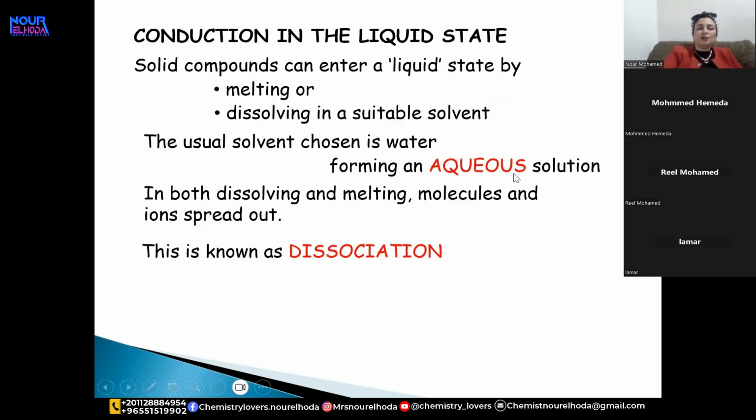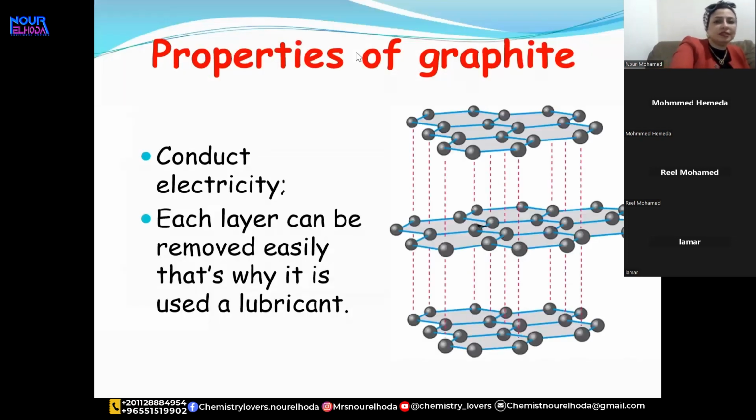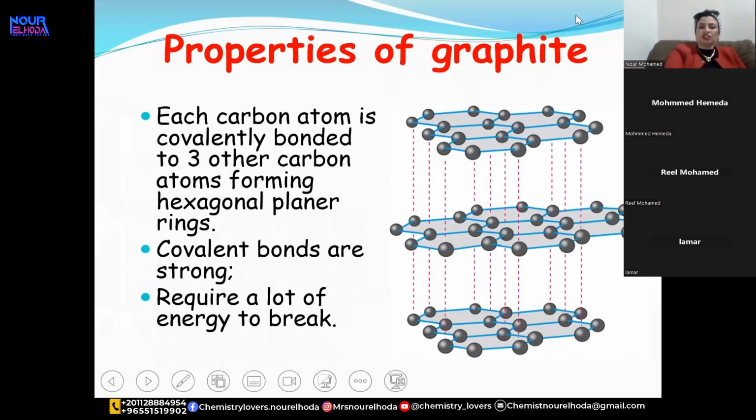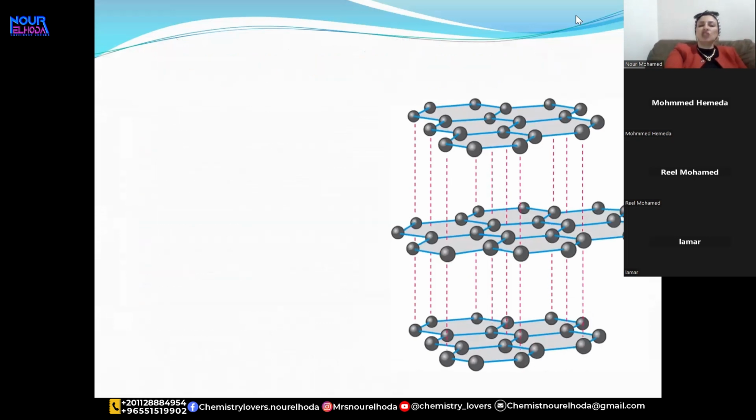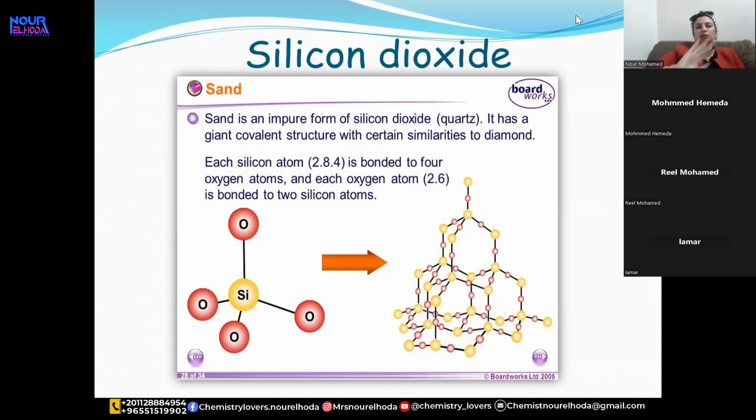So the last part for this one is silicon dioxide. Silicon dioxide has the same properties as diamond. It's tetrahedral, doesn't conduct electricity, it's giant for sure, with a high melting and boiling point. Everything is the same. The only difference is that it's not made of carbon.